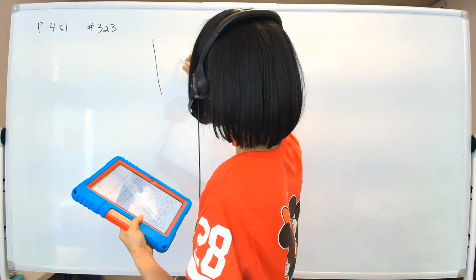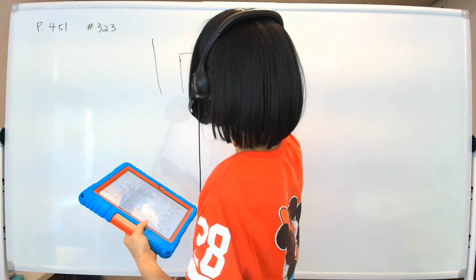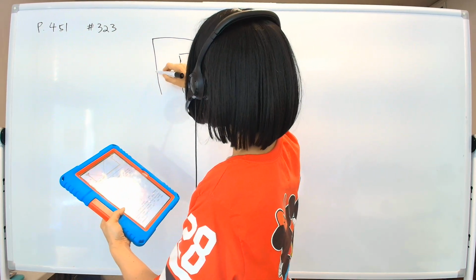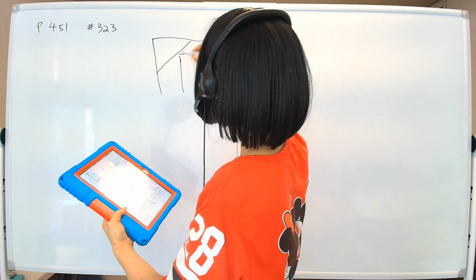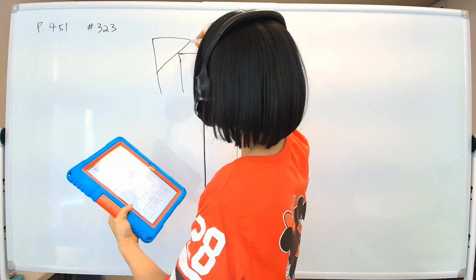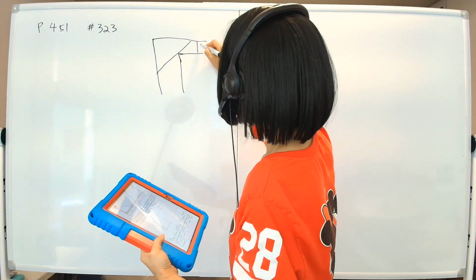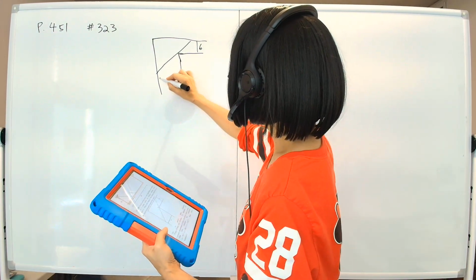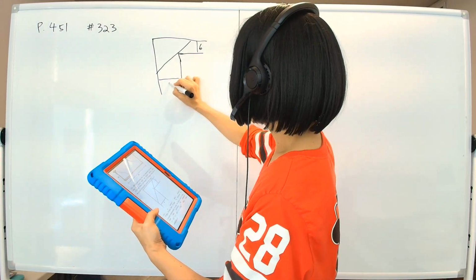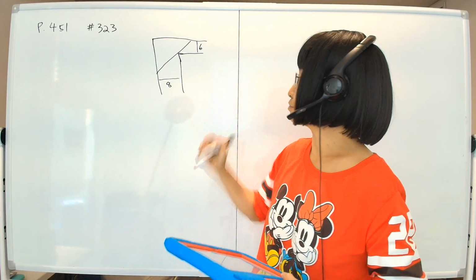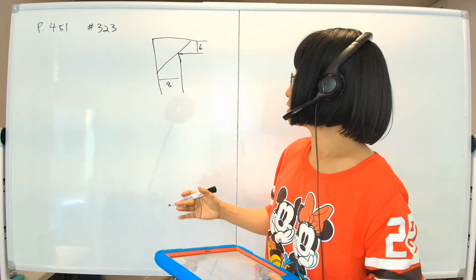I will draw the corner here, something like that. And you have an object. Oops, it's not touching. Let's make sure it touches. Okay, whereas this is 6, and then this is 8. Which is fine, but think about this. What does that mean?